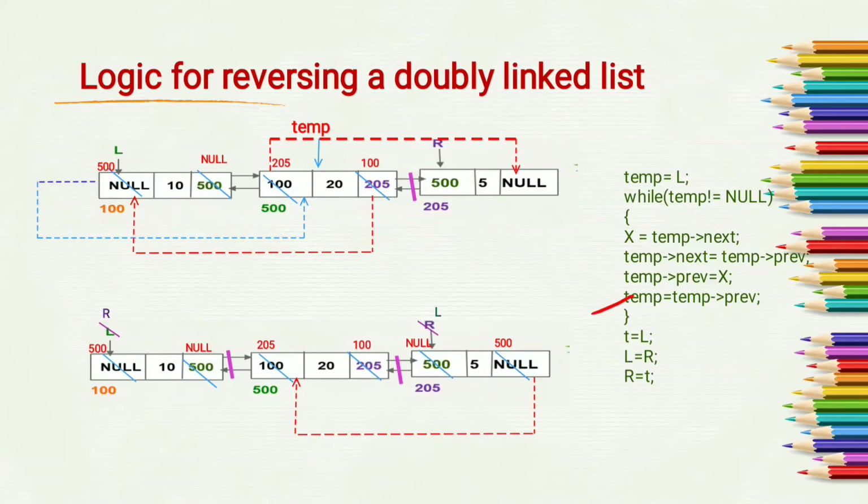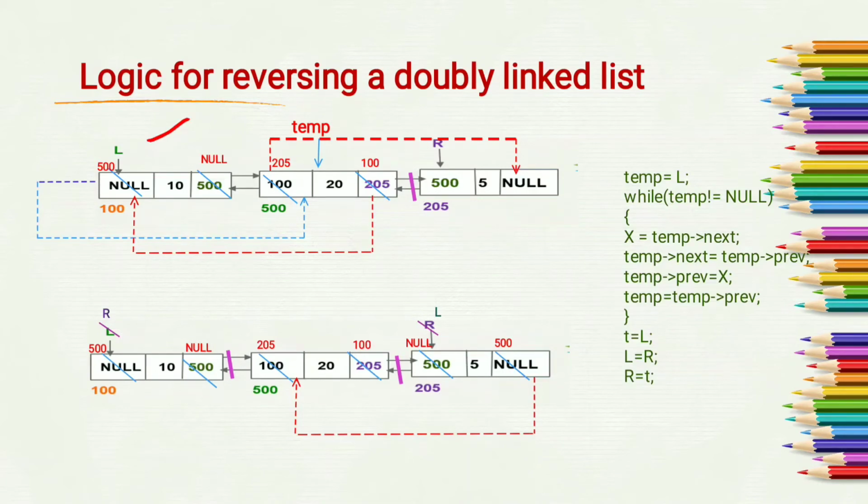Then temp will move to temp previous, that means null. Now temp contains null, so this condition is false. Value of temp is null, so null is not equals to null, condition is false. So now previous and next pointer of each node are swapped.